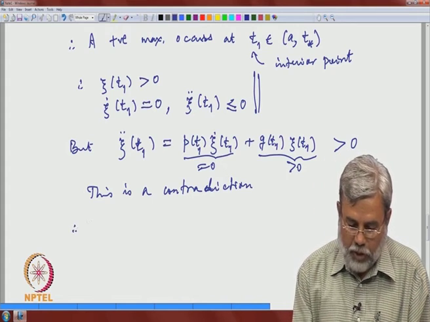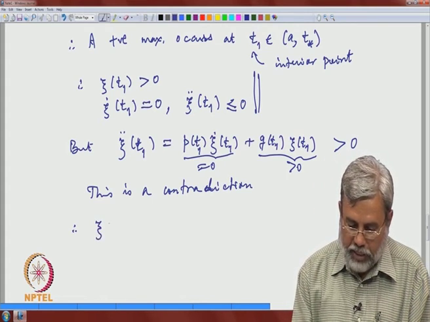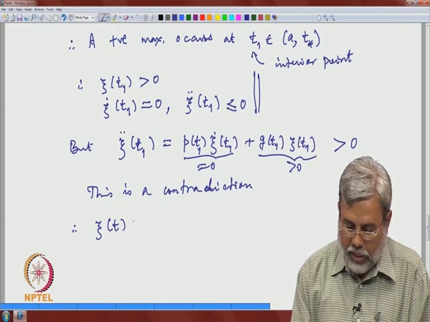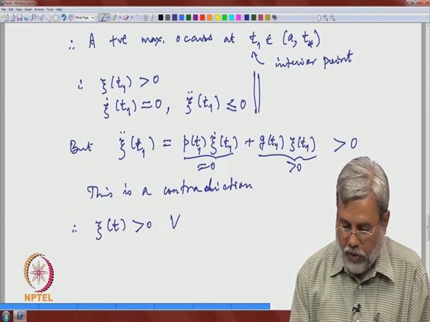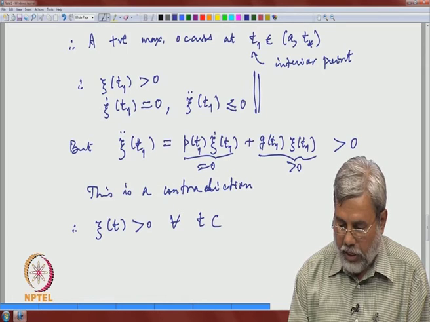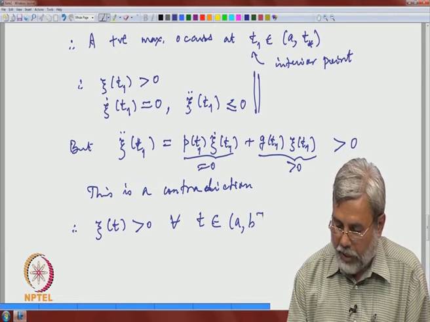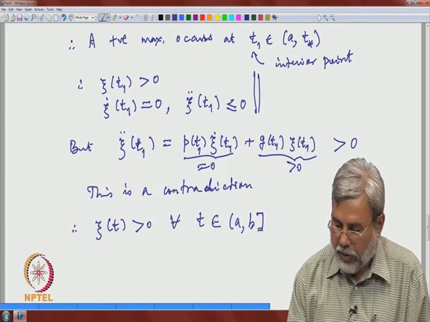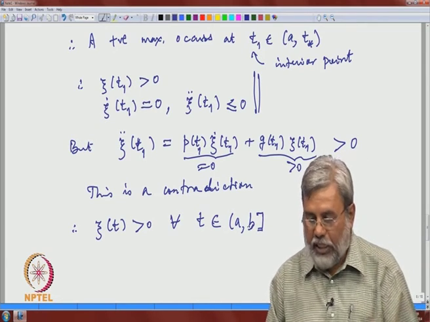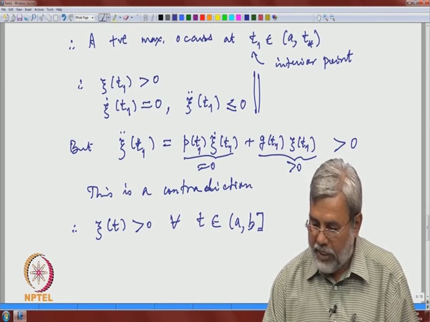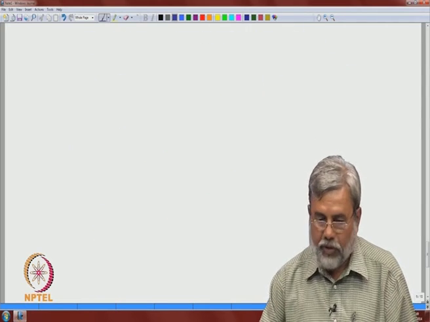So, therefore, what is our claim? J(t) is positive for all t in (A, B) up to B. Okay. So, that is important. Okay. So, this is the first step, and the remaining steps are very straightforward.